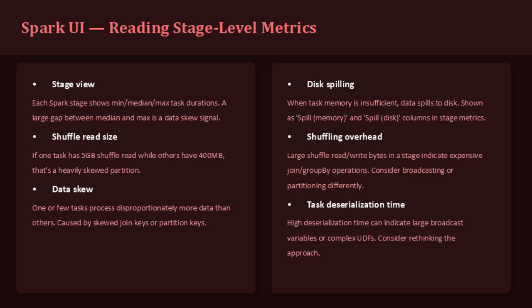This data skew pattern is straight out of the exam guide, and it's exactly what sample question 1 tests. Most tasks finish under 30 seconds, but one task takes 10 plus minutes. Shuffle read, median 400 megabytes, maximum 5 gigabytes. It's a 12x skew ratio. The fix is adaptive query execution with skewJoin handling, which splits the oversized partition automatically.